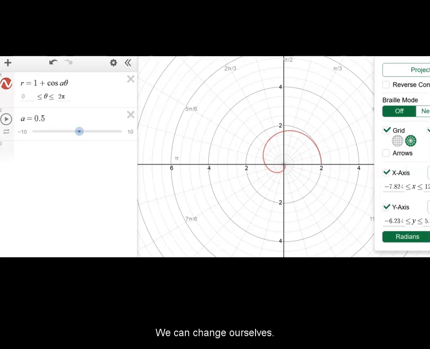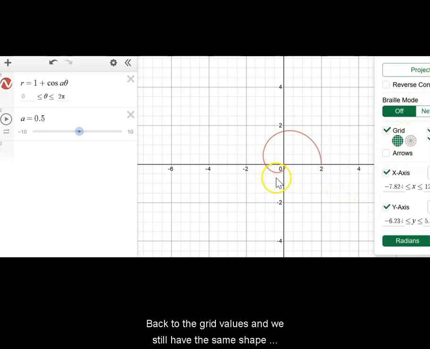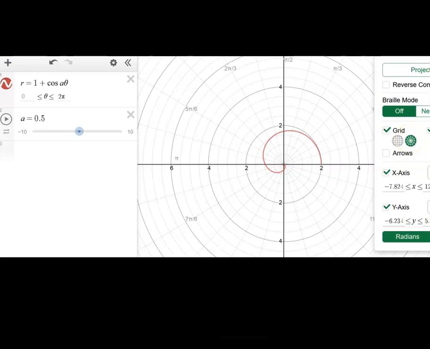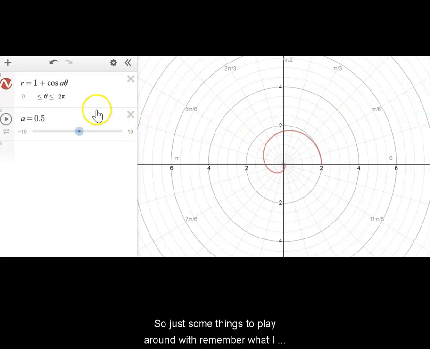And we can change ourselves back to the grid values, and we still have the same shape because of the function that we're using. We're not using x's and y's, we're using r's and thetas, but now the backlay is now the rectangular coordinate system, which doesn't really match with what we're doing, but it doesn't change the shape of my function, okay? So just some things to play around with.